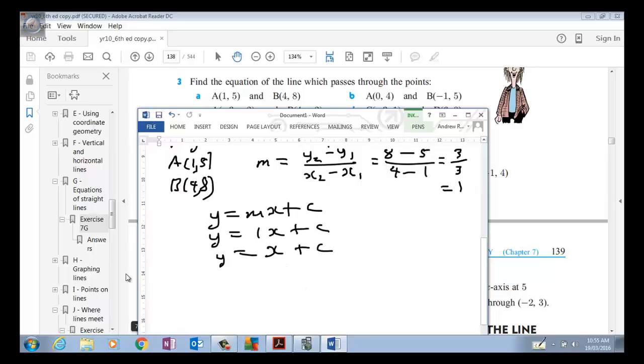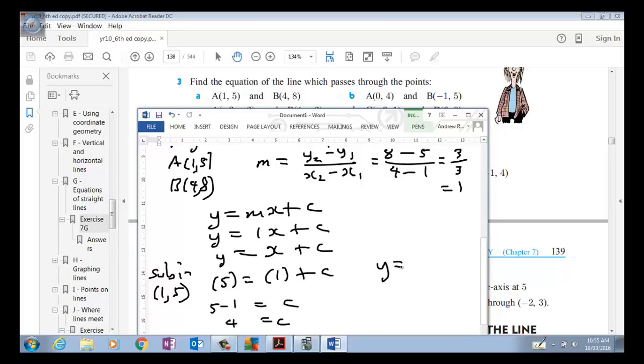Okay, now we have to work out c. We're going to sub in a point. I'll choose (1, 5), because they're smaller numbers. It doesn't matter which one you use. The 5 is the y, so that goes where the y is. The 1 is the x, that goes where the x is. Now we have to get c by itself. We have to take 1 over the other side. So 5 take 1 is 4. So therefore our equation is y equals 1x plus 4. That's our equation.